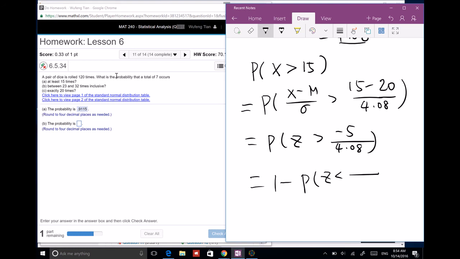Negative 5 divided by 4.08 is negative 1.225 actually. You can use 1.23. Then you use the distribution table, find this value, and you get the final answer, 0.9115.